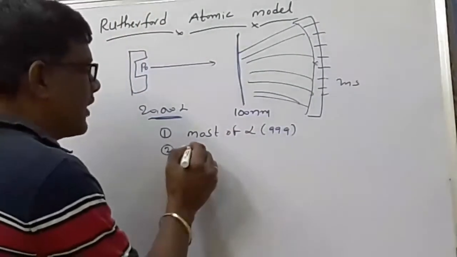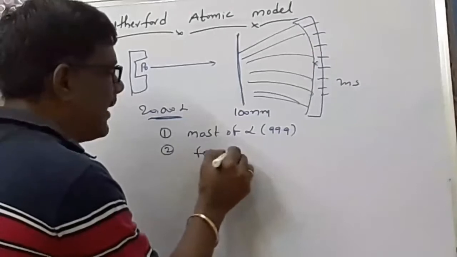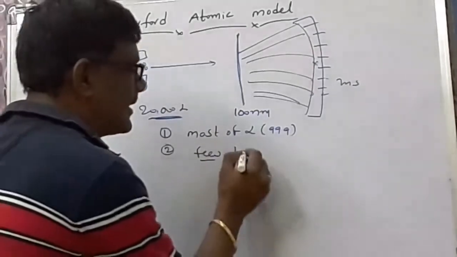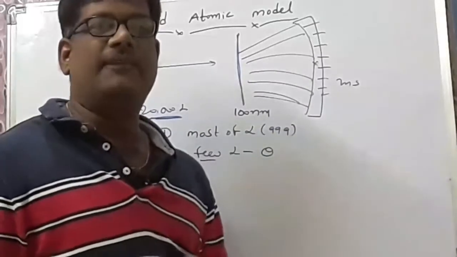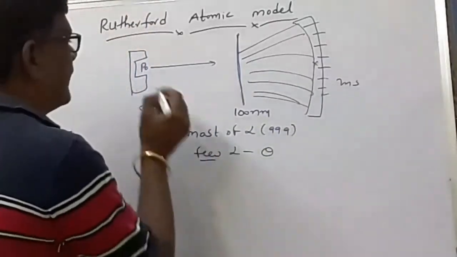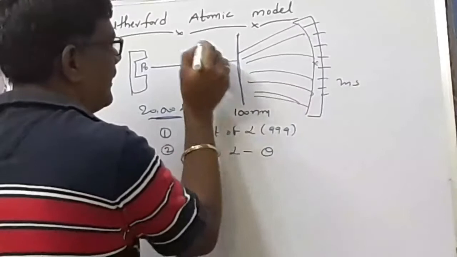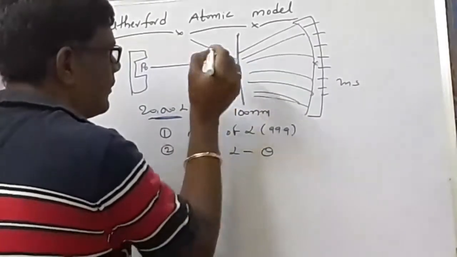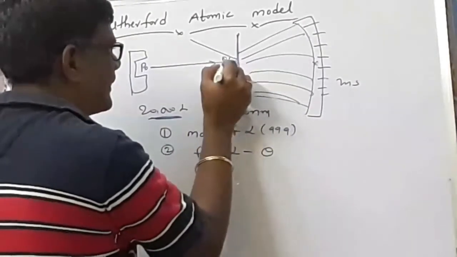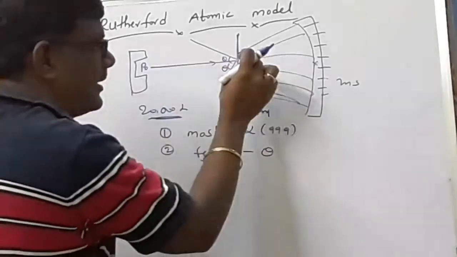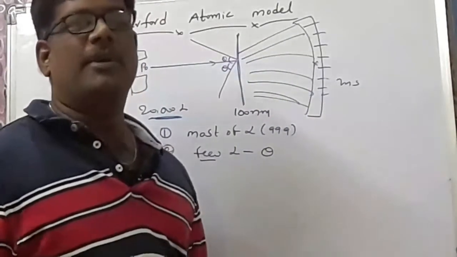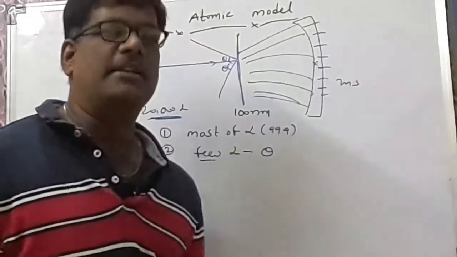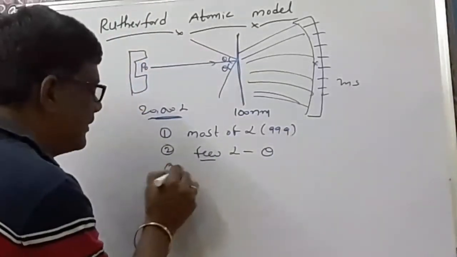Second observation: few alpha particles are deflected with angle theta. Few alpha particles deflected with angle theta. Now look here. An alpha particle comes here like this, falls on the gold foil, and immediately is deflected with the angle theta. So it comes like this and is deflected with the angle theta. How many alpha particles did he observe? Few alpha particles.